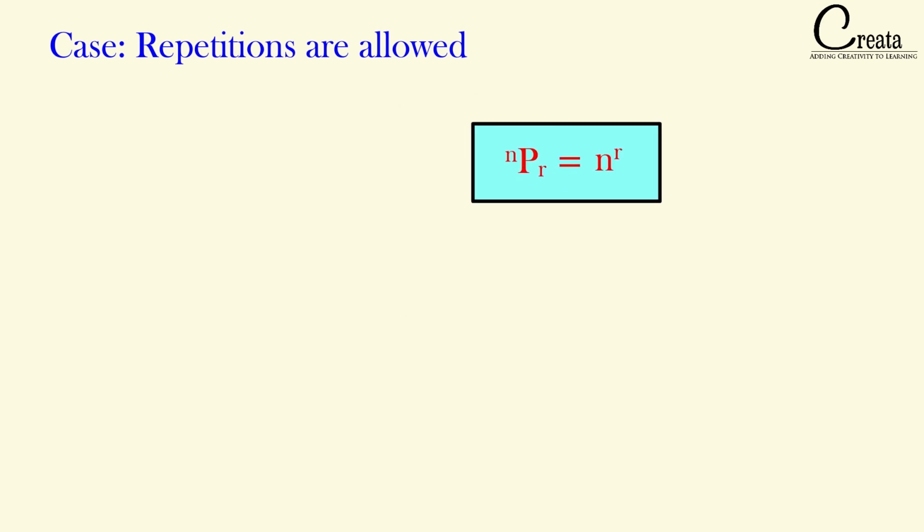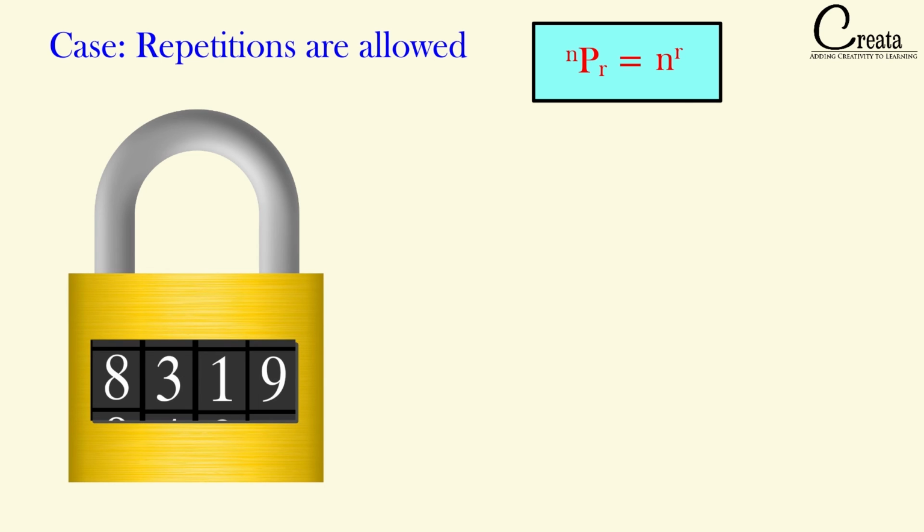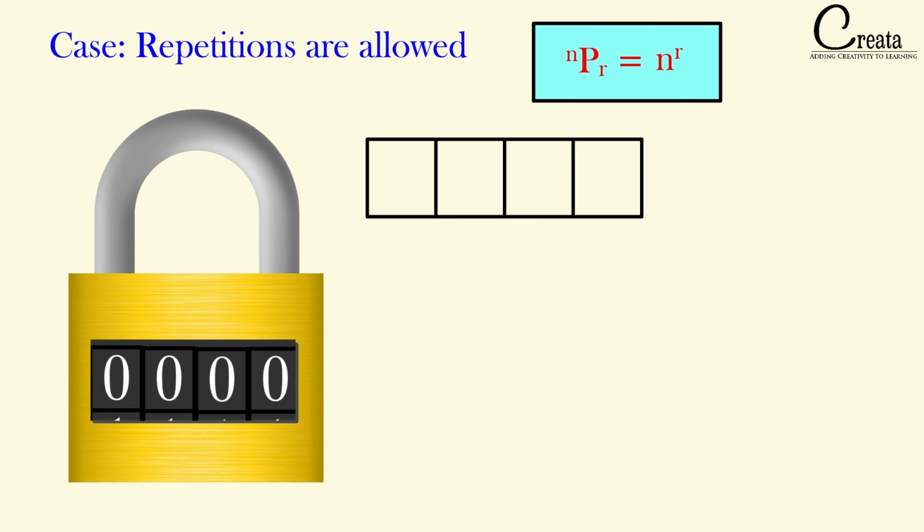The example we will use is our number lock system, the 4-digit number lock system. Here the repetitions of the numbers are allowed, that is we can use any of the numbers from 0 to 9, that is we are having 10 numbers. Okay, so firstly we will use the counting method, that is in the first slot we can fit in any number from 0 to 9, that is 10 numbers.